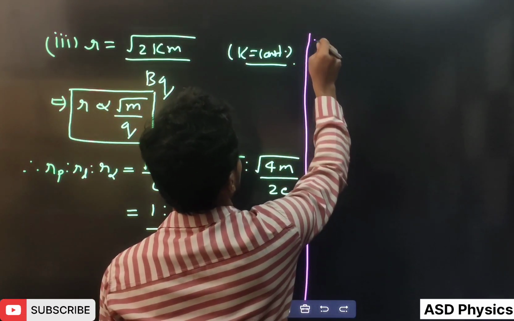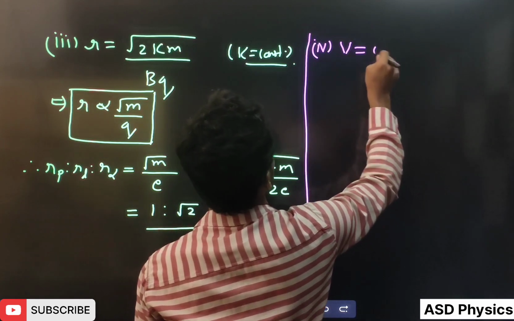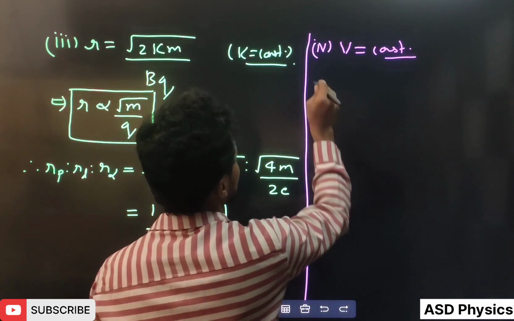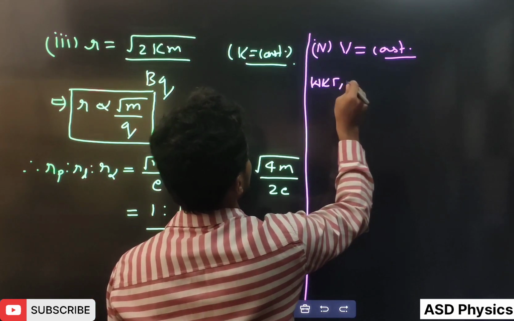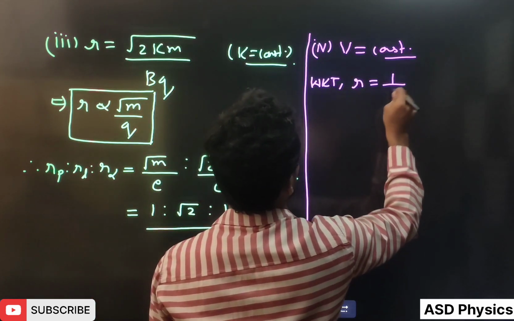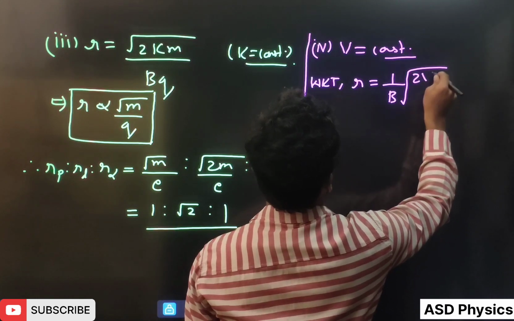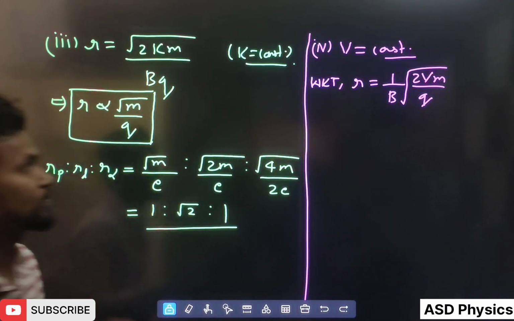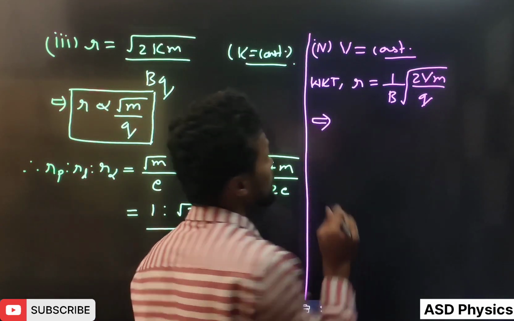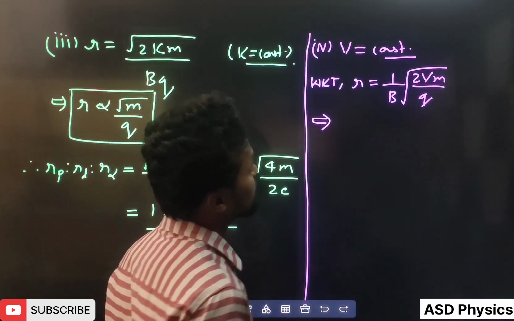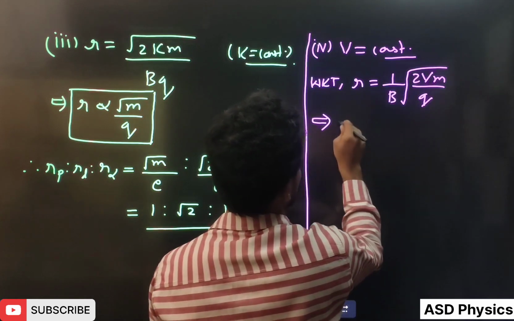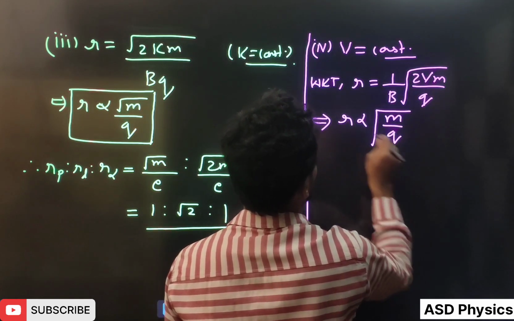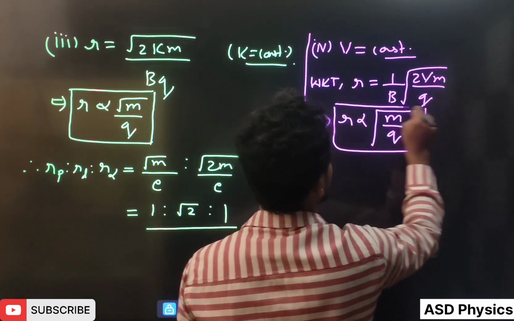Next one, fourth one. In the fourth one, what are they telling here? They are telling, students, what is constant? Potential is constant. That means again we'll use it here. We know that R equal to 1 by B root 2Vm by Q. Correct? Now already we have done this here. Now students, again what is constant now? Now V is constant and B is also constant, so this 2V by B is constant. That means we can write here R is directly proportional to root M by Q. Now this ratio is coming here.